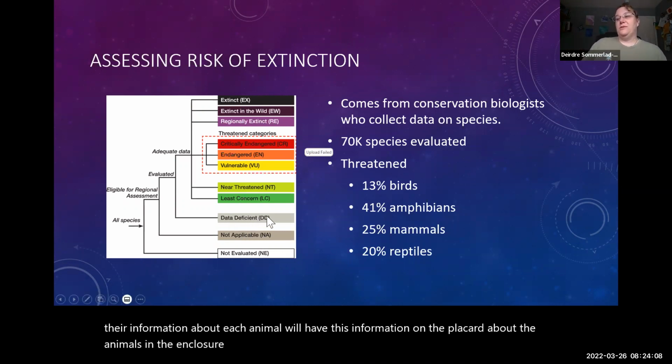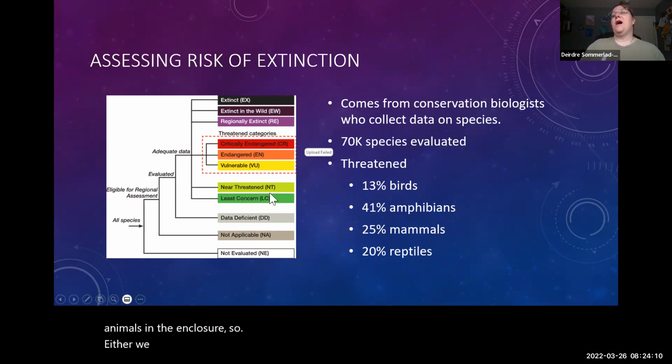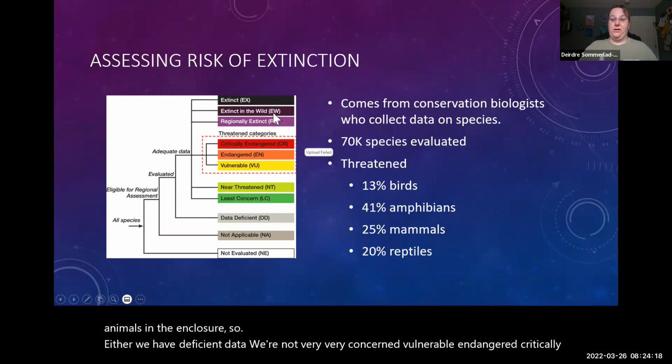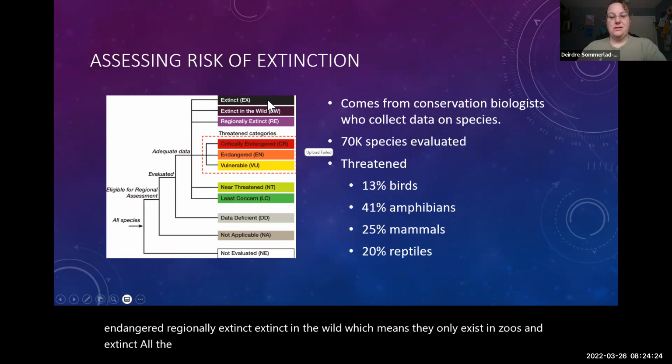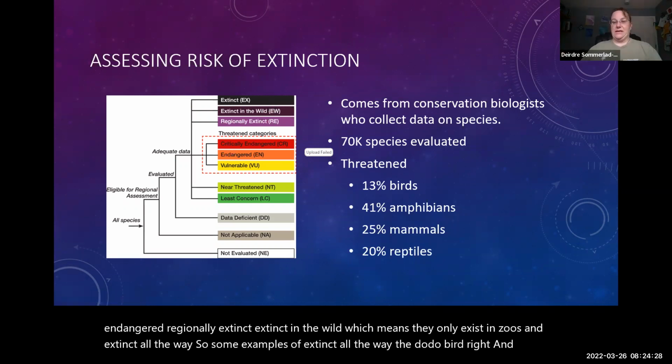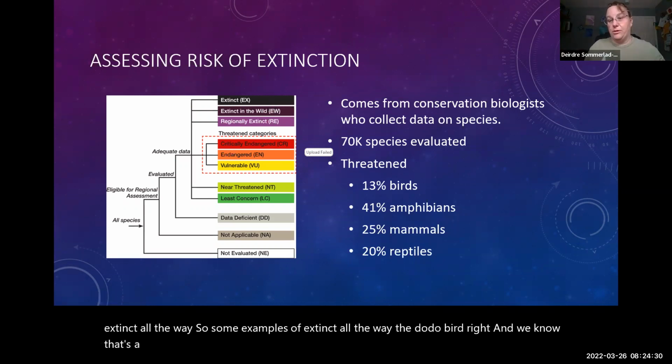So either we have deficient data, we're not very concerned, vulnerable, endangered, critically endangered, regionally extinct, extinct in the wild, which means they only exist in zoos, and extinct all the way. So some examples of extinct all the way, the dodo bird, right? We know that's a human extinction. We hunted the dodo bird to extinction.